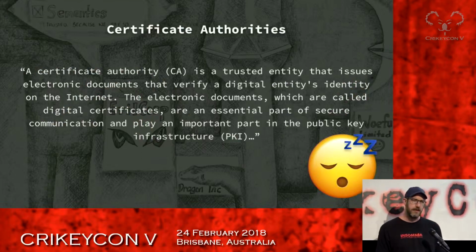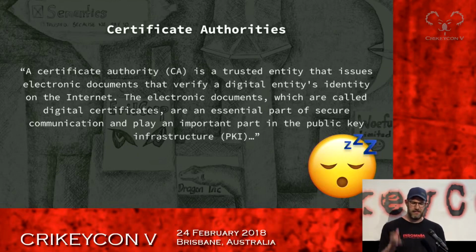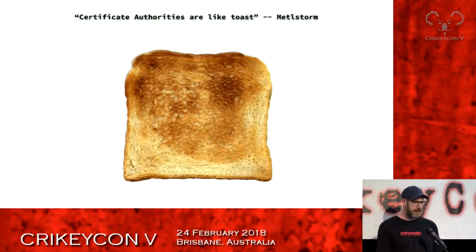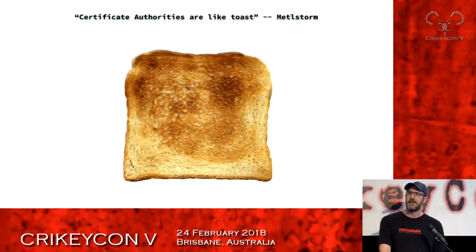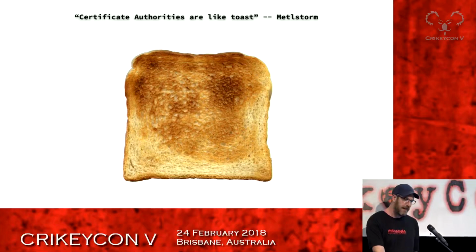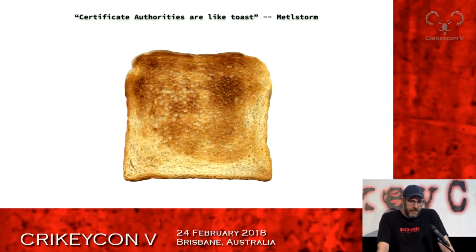The problem is certificate authorities are really boring, right? Like if you read the Wikipedia article, you'll be asleep by about the third paragraph. They say stuff like, you know, electronic documents and signing and PKI and everything else. So I asked around the office, and my good co-worker Middlestorm said, well, certificate authorities are like toast. That's great, man. What do you mean? He goes, no, I got nothing. So certificate authorities are like toast.